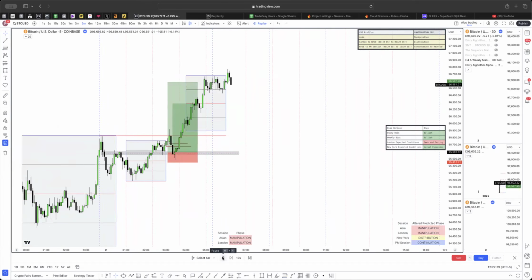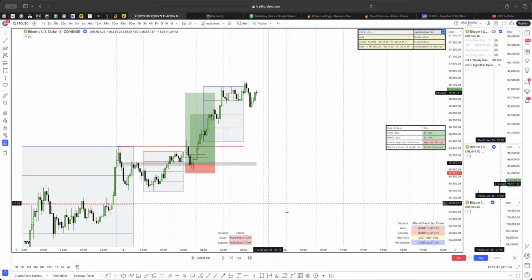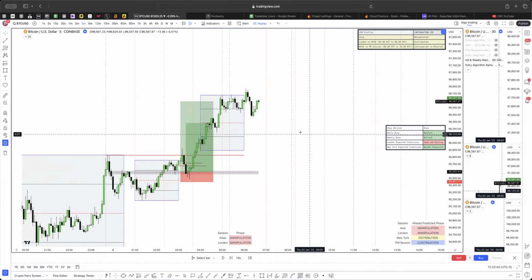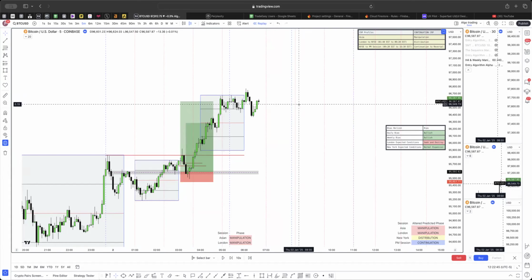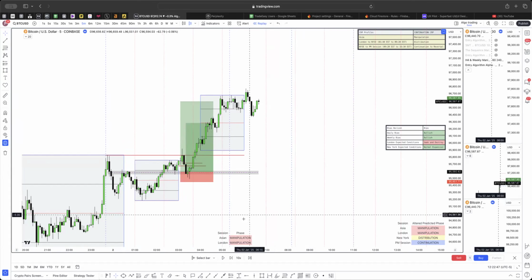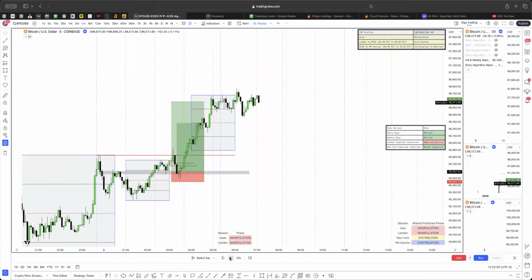Okay. Now, let's move on to the next trade, right? So, I took all these trades. Now, we can see that London also was a manipulation. So, it's a good sign that we are going to go higher. Okay. We had the news driver towards the New York session. So, we're going to wait until that news driver passes.